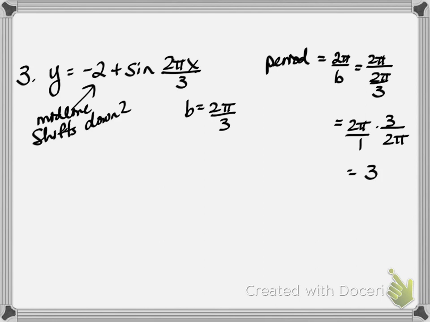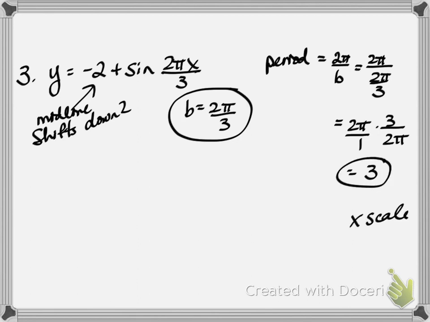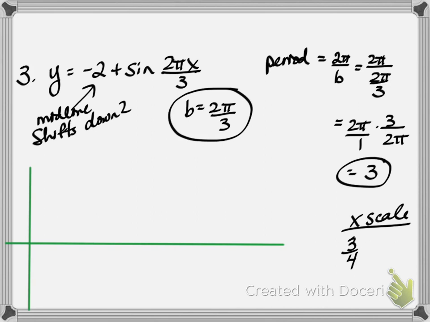Okay, so I have found my b value, and I have done 2 pi over b, and I've gotten a period of 3. So for your x scale, it's period divided by 4. So we're going to count by 3/4. You do have a midline shift. So we're going to shift this down 2. Our amplitude is still 1, so we're going to go up to -1 and down to -3.